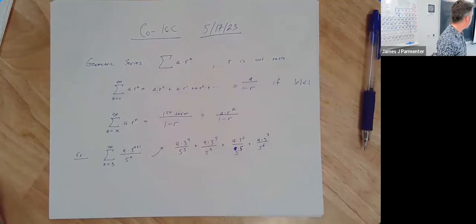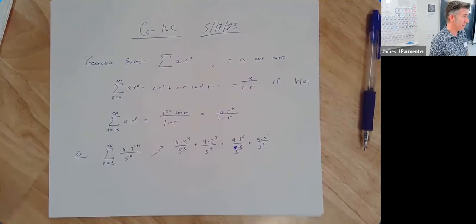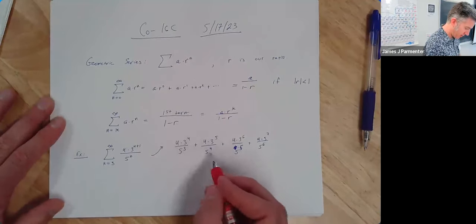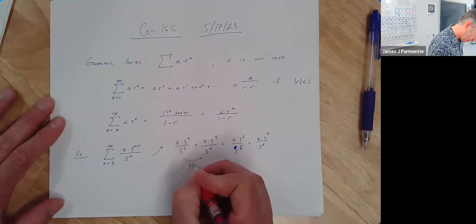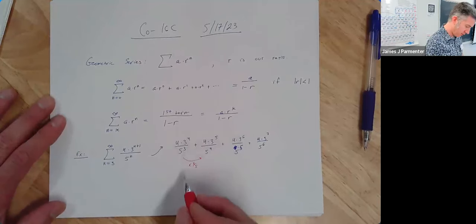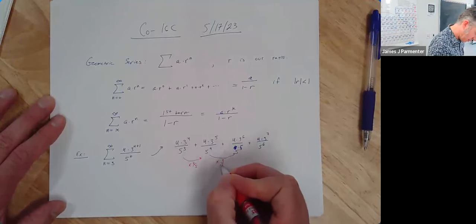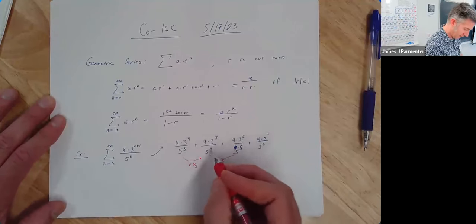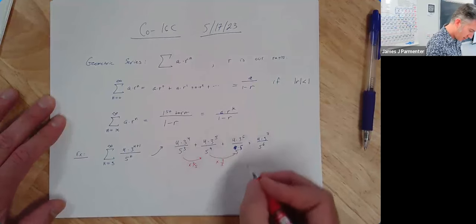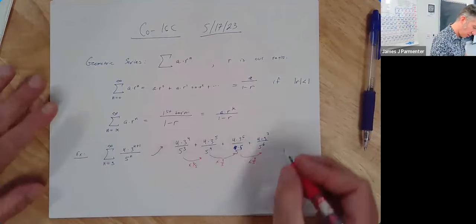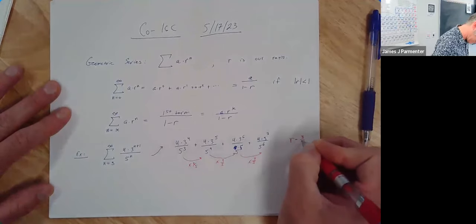And now the question is, do we multiply by the same ratio every time to get from one term to the next term? And the answer here is yes. If I multiply this by 3 on top and 5 on the bottom, I get the next term. And that's true from here to here or from here to here. If I multiply by 3/5, 3 to the 5th times 3 is 3 to the 6th, and 5 to the 4th times 5 is 5 to the 5th. So every time we are multiplying by 3/5. So here our ratio is equal to 3/5.